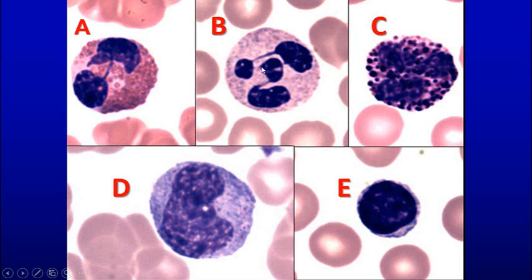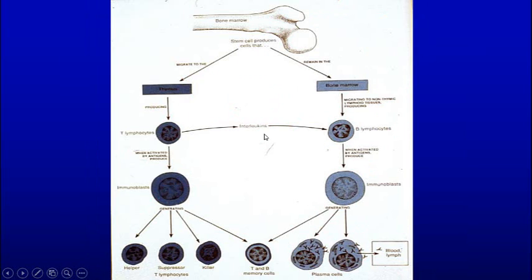Blue granules, big ones, red granules for the eosinophil, and you have the two types of granules in the case of the neutrophil, but they're smaller than these other two. Monocyte, kind of horseshoe shape, kidney shape, and the lymphocyte, which has a lot of nucleus and not much cytoplasm there. And these are derived from bone marrow.